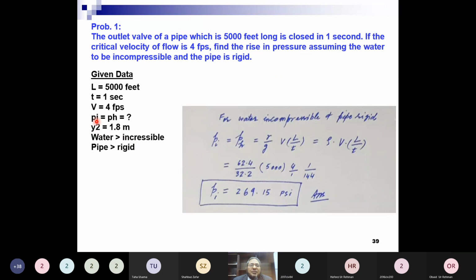And we have to compute P_i. P_i means? Inertial pressure, yeah, hammer pressure. So what is that? Gamma over g, V, L over T, or rho V L over T. And just put in values. Gamma is 62.4 for water, g is 32.2, the length of the pipe is 5,000, and the velocity is 4. And what is left? T is left, and T is 1 second. And then why have I divided by 144?